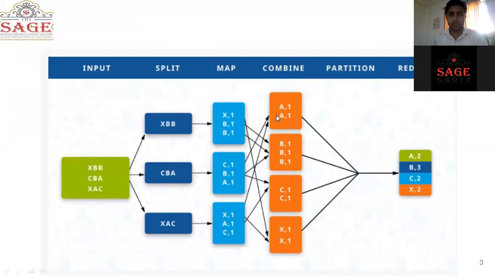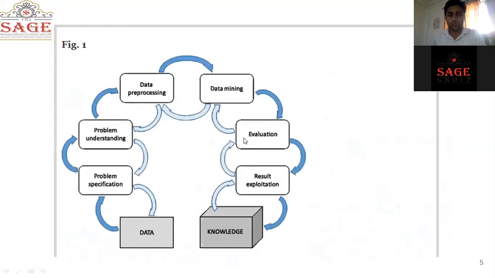That is the mechanism of parallel functioning of MapReduce.